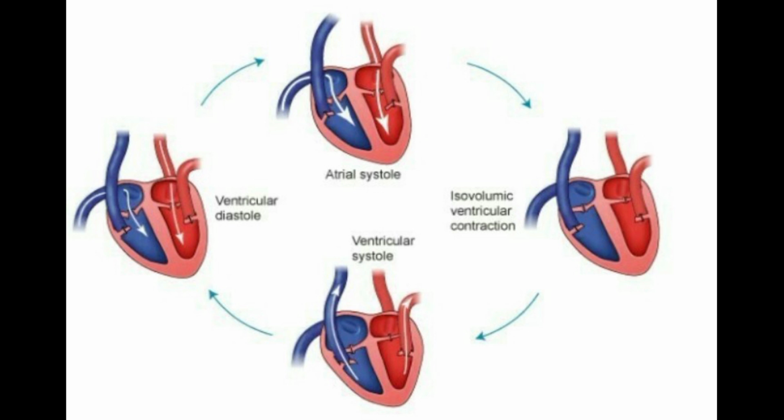Atrial diastole refers to atrial relaxation and atrial systole refers to atrial contraction, whereas ventricular systole refers to ventricular contraction and ventricular diastole refers to ventricular relaxation. The events of atrial diastole and ventricular systole take place simultaneously. This means that when the atria are relaxed, the ventricles will be contracted. Similarly, atrial systole and ventricular diastole take place simultaneously, which means that when the atria are contracted, the ventricles will be relaxed.